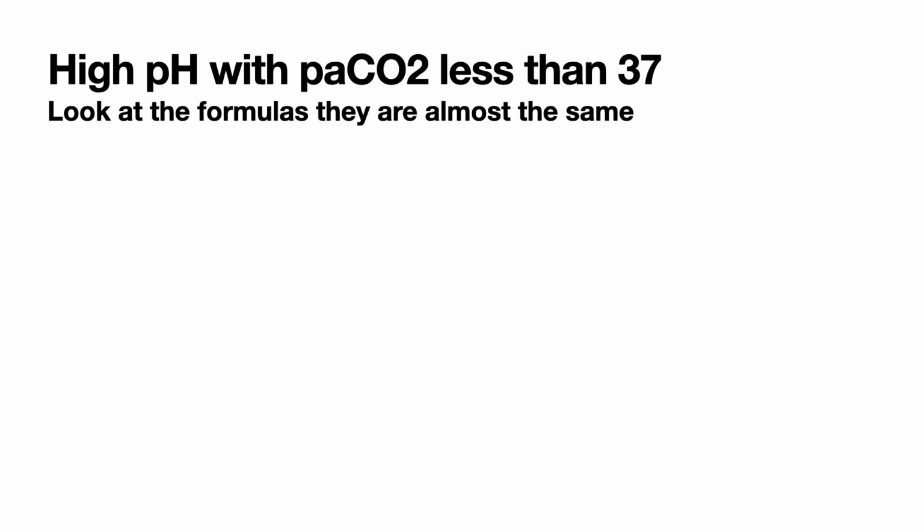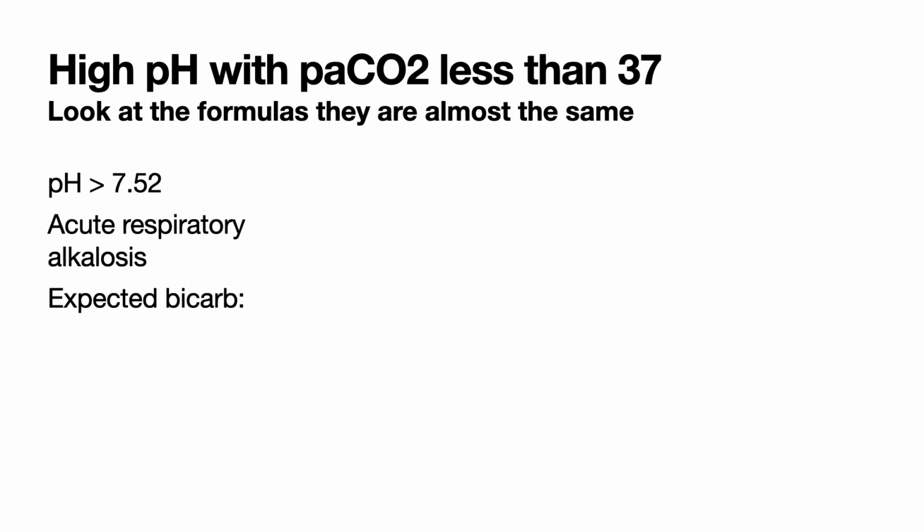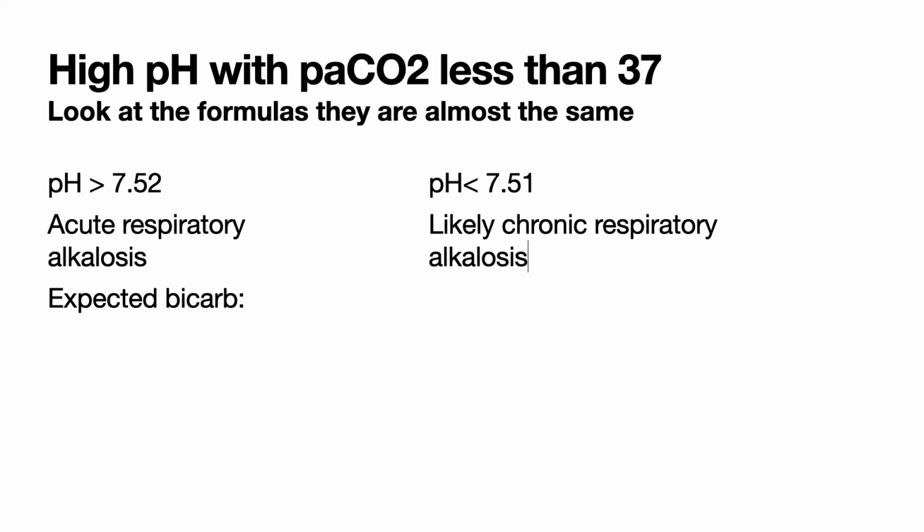Now, let's say that you have a high pH, so you have alkalemia or normal, right? And a PaCO2 less than 37. So then you look at the formulas and they are almost the same, just with different numbers. The pH is more than 7.52 and acute respiratory alkalosis, and then you look for the expected bicarb. And if the pH is less than 7.51, this is like chronic.